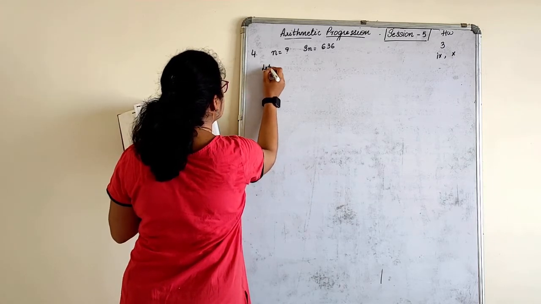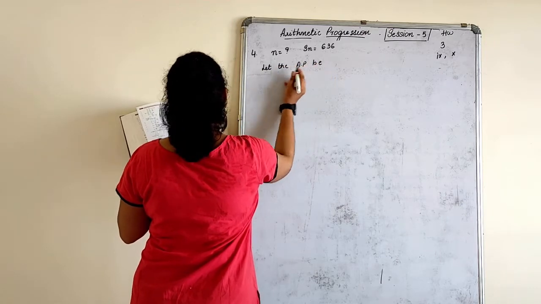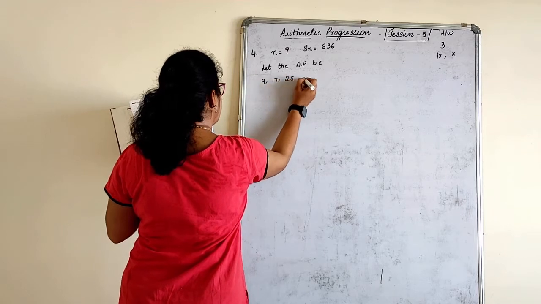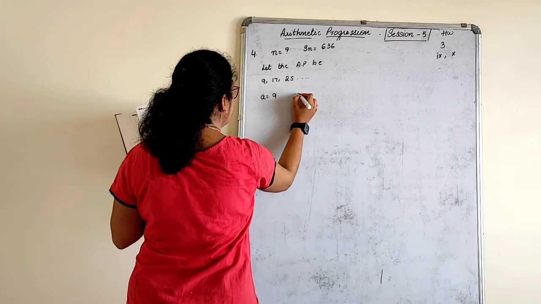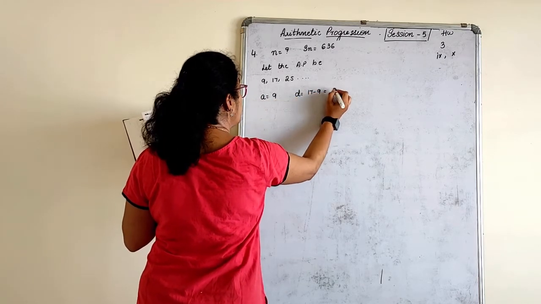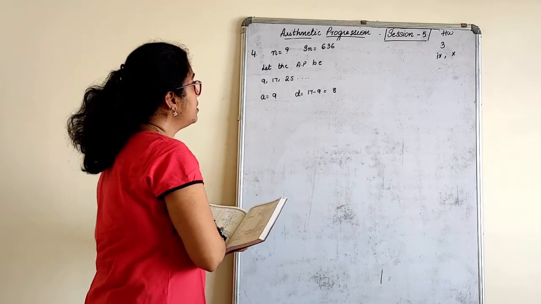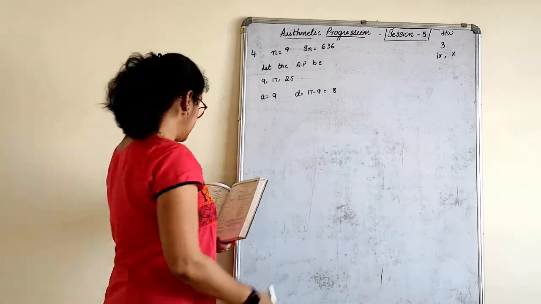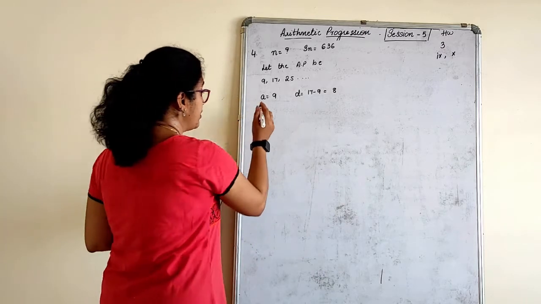So let the AP be 9, 17, 25, and so on. So your first term is 9, your common difference is 17 minus 9, that is equal to 8. Now how many terms? We have to find it by which formula? We need to do this by the Sn formula. Now when we start with Sn, we get a quadratic equation.